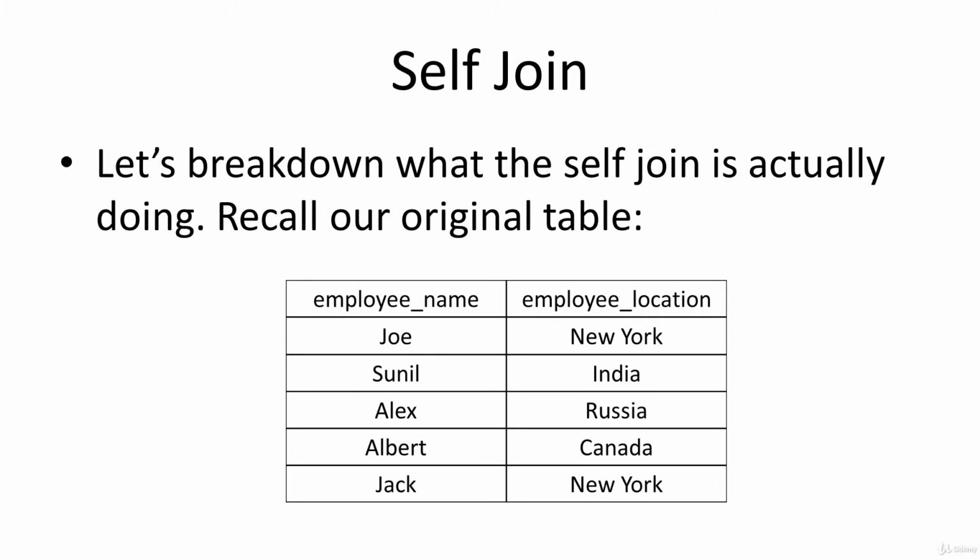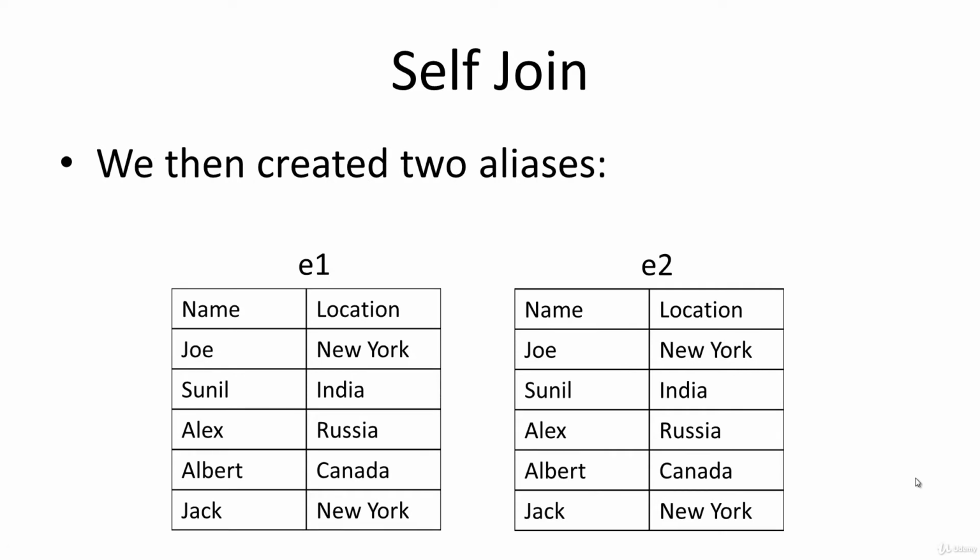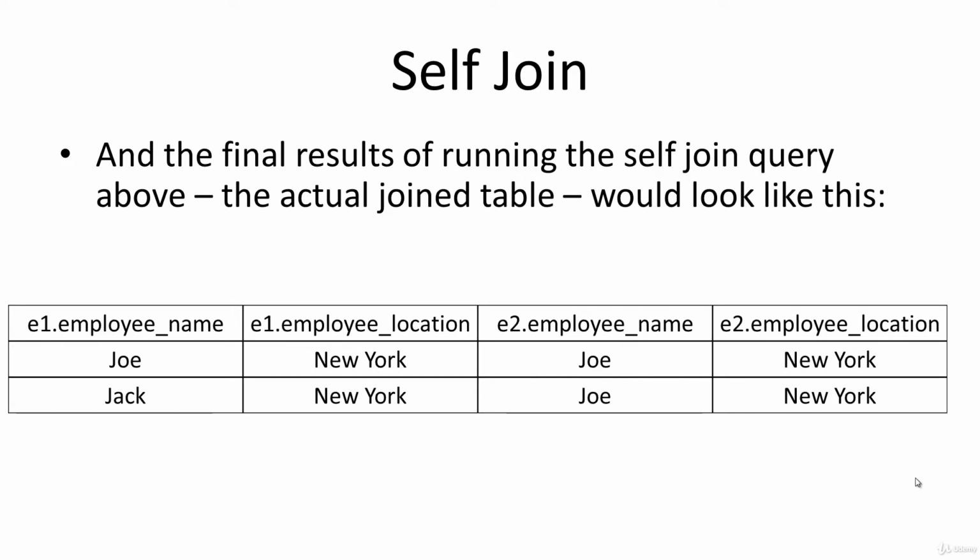self-join is actually doing. Let's go ahead and recall our original table where we have the employee name and the employee location. And then, again, remember that Joe lives in New York and Jack lives in New York. So then we've created two aliases, E1 and E2, and notice they're the same table. So they're both instances there of the employee table, they're just aliases. And then the final result of running the self-join query above, the actual joined table would look like this. You'd have the E1.employee_name column, the E1.employee_location column, self-joined to E2.employee_name, E2.employee_location. So you would get this as your actual joined table.